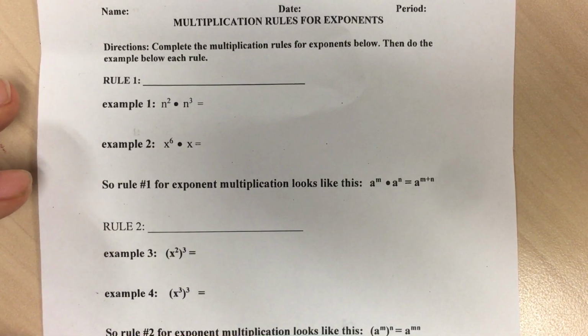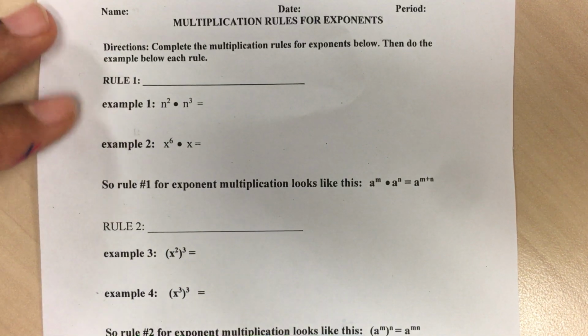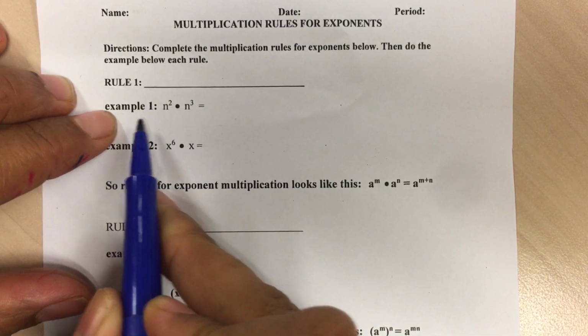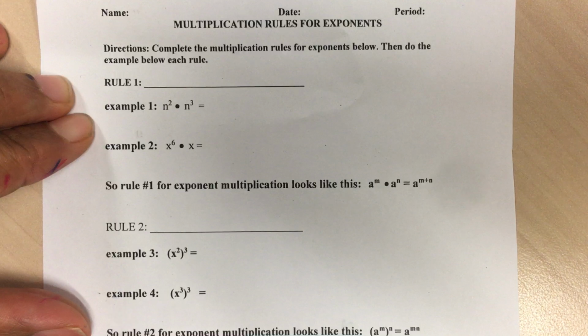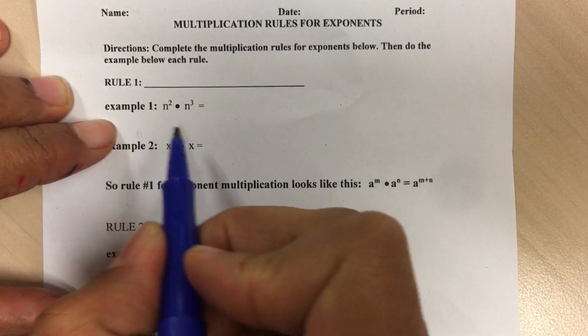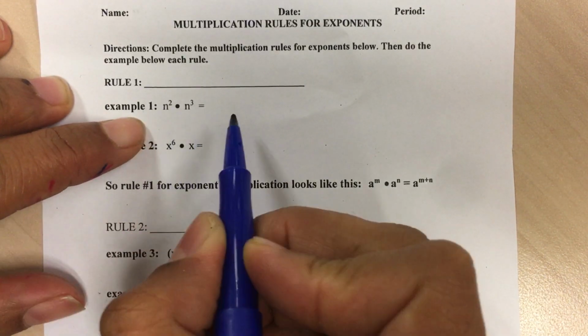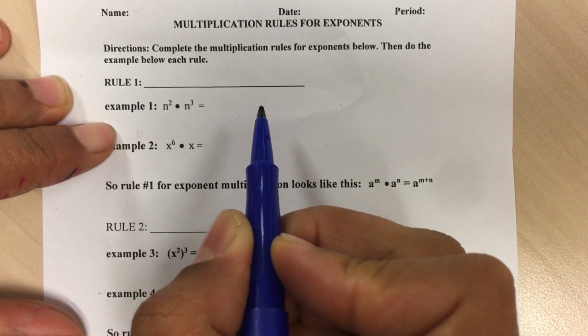Here's a video on multiplication rules for exponents. This is what we do with exponents when our terms are being multiplied. So, for example 1, by the way, we've got 3 rules we're going to cover today. For example 1, rule 1, I will model it for you and then we'll come to a conclusion about it.